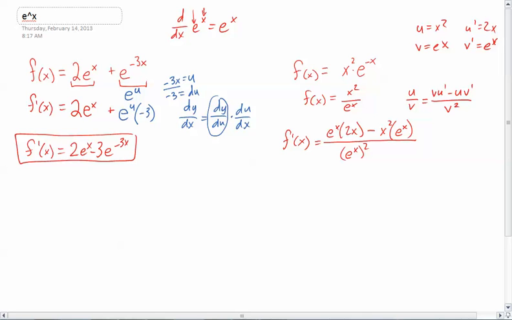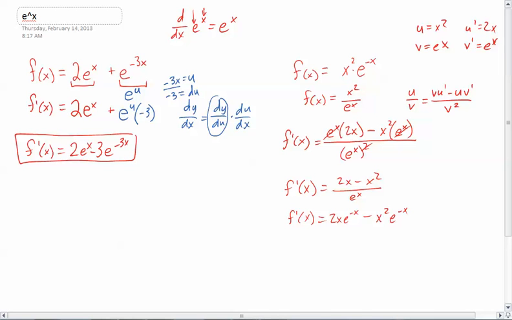Now, if you want to simplify this a little bit, you can make it f prime of x equals 2x minus x squared over e to the x. I just canceled out an e to the x. And you can leave it like that, or you can rewrite it a little bit further as 2x e to the negative x minus x squared e to the negative x, right? So I'm just moving that e to the x up on top and distributing it.